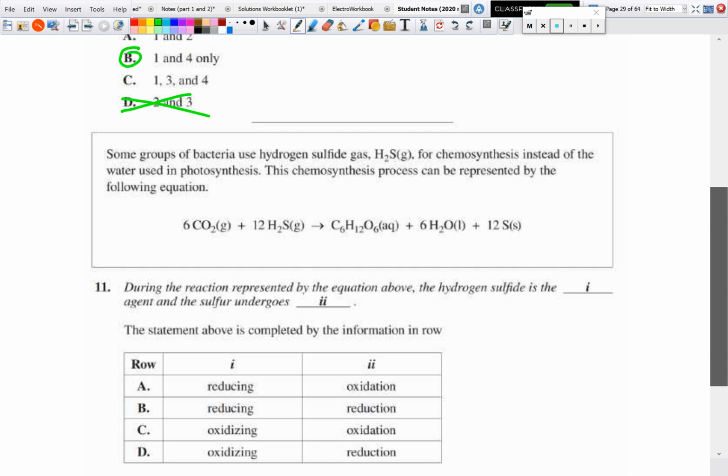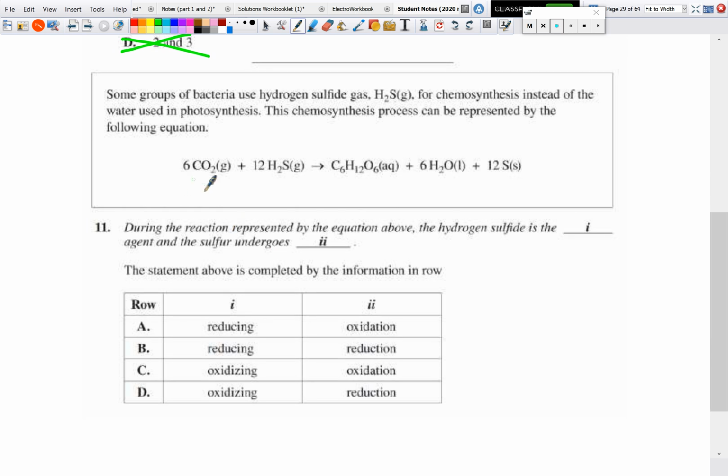And last but not least, we have another one right here. So this one doesn't look like a typical redox reaction because we don't see any metals. This is, once again, just kind of a reaction of all molecular compounds. So the only way to solve this is using oxidation numbers. Once again, if you want to pause this video and try to get the answer, please do.